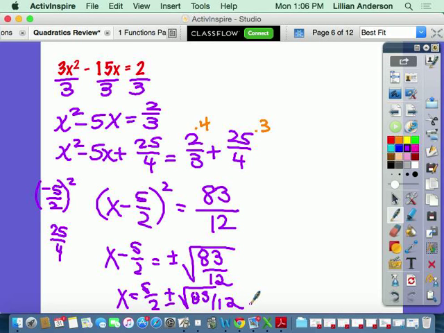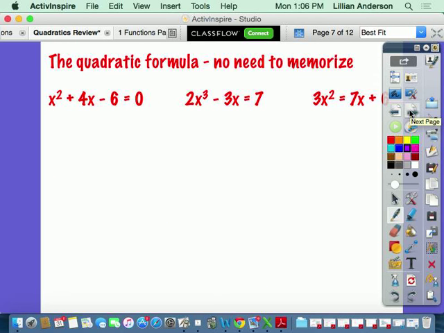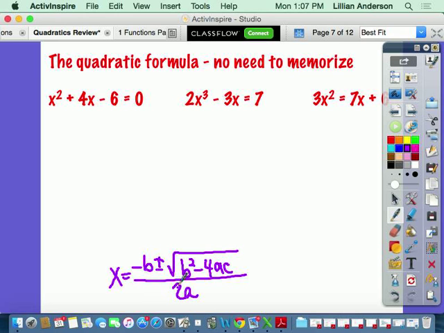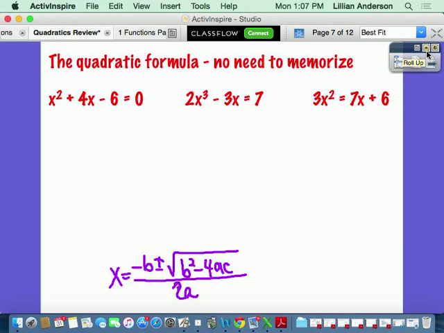You guys remember completing the square? Yes? Okay. Last thing, quadratic formula. You should have it memorized by now, but quadratic formula, what is it? x equals negative b plus or minus the square root of b squared minus 4ac, over 2a. There you go. And a, b, and c represent what? The constants of the problem.